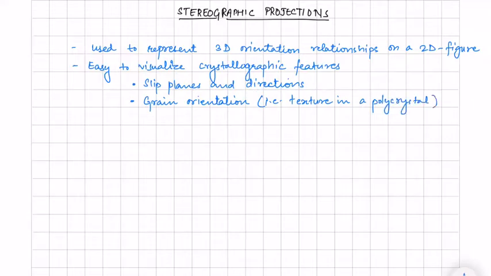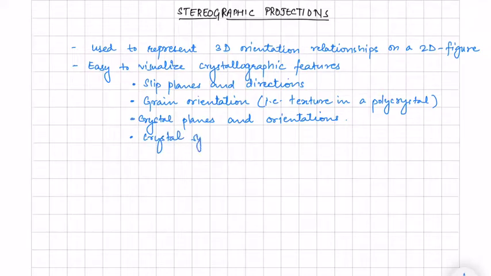Okay, then we can also visualize crystal planes and directions and their orientations, and also the symmetry of the crystal can be visualized. So let us look how these stereographic projections are created.